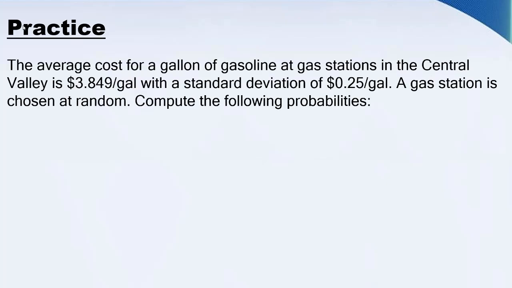This one's about gasoline. The average cost for a gallon of gasoline at gas stations in the Central Valley is $3.849 per gallon, with a standard deviation of 25 cents per gallon. A gas station is chosen at random.